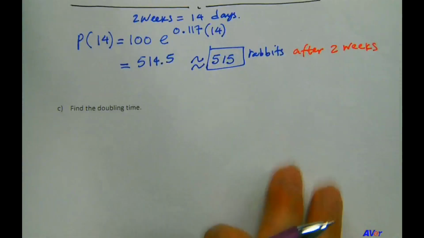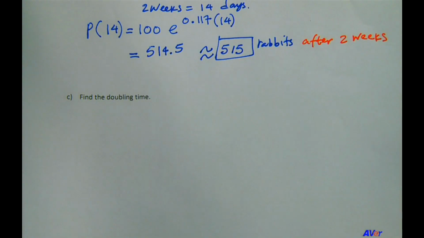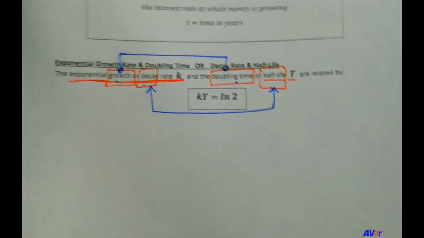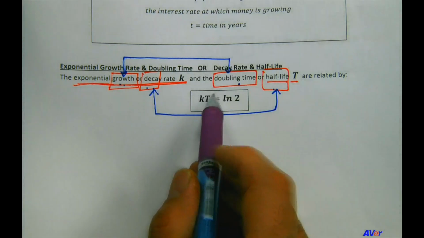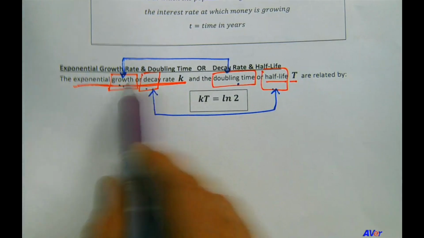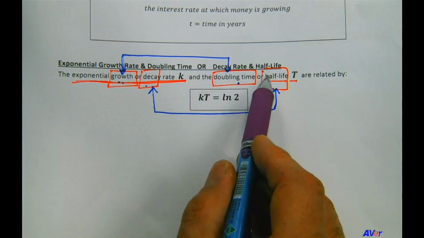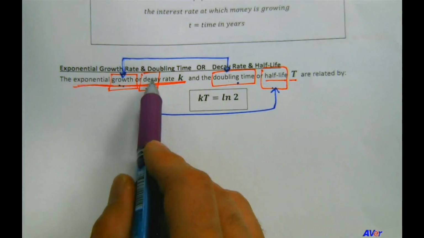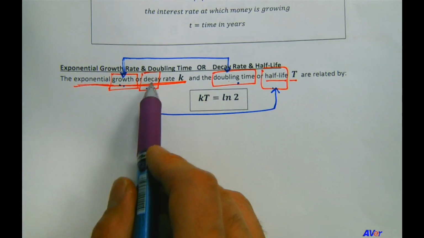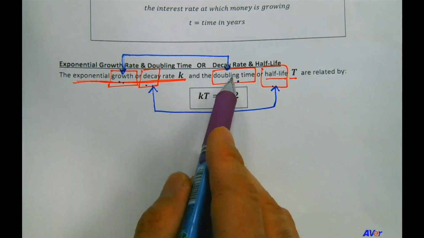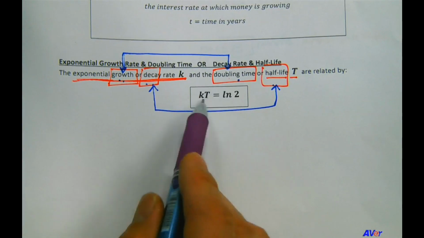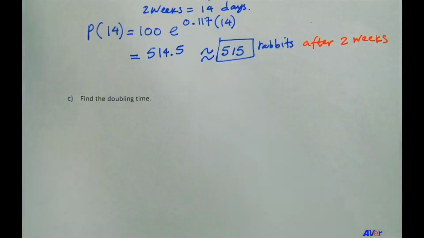Okay. Part C, it's asking us to find the doubling time. So now we can make use of this formula, right? The doubling time, T. Remember, this formula can be used for growth or decay. If we have a half-life, we can use it for declining or decreasing quantities or decaying quantities. If we have a growing situation, like in this case with the rabbits, we use that in conjunction with doubling time. So kt equals natural log of 2. Let's make use of that formula.